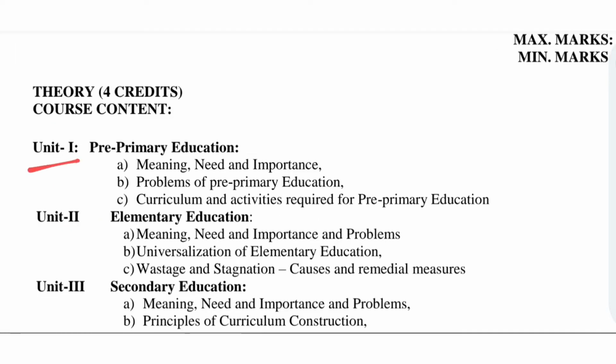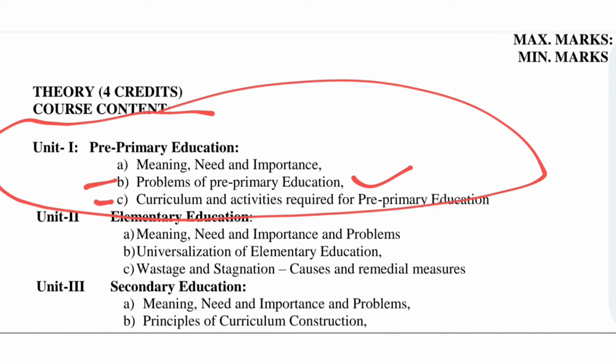Unit 1st is pre-primary education, and in this unit you have to study A, meaning of pre-primary education. Then you have to study need and importance of pre-primary education. Then you have to study B, problems of pre-primary education. Then you have to study C, curriculum and activities required for pre-primary education. This you have to study in this unit first, that is pre-primary education.